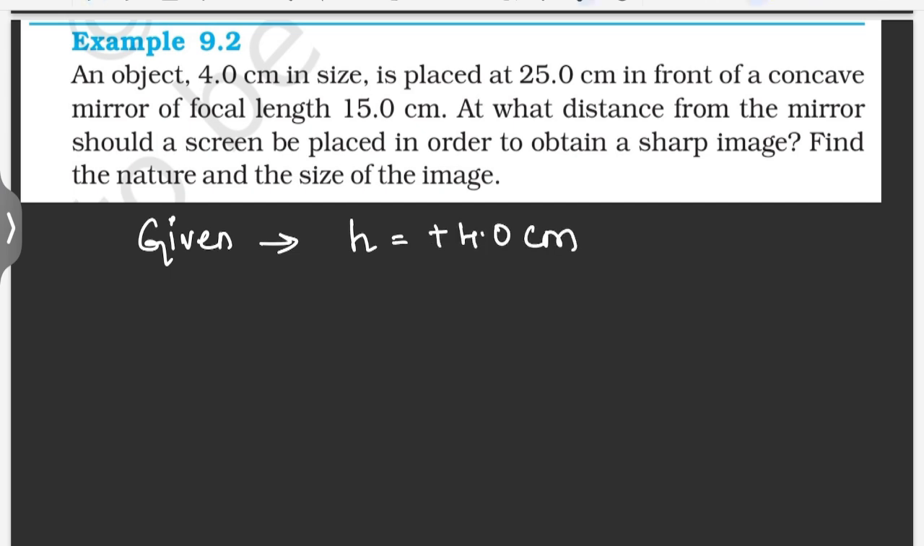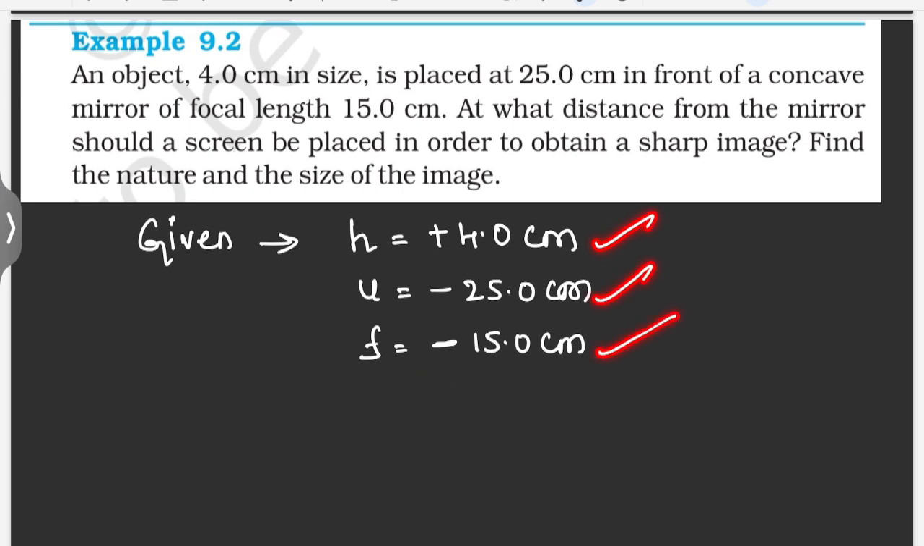For the concave mirror, h is equal to plus sign, and then the distance of the object is given. u is given as minus 25.0 centimeter, and then the focal length. The focal length is also negative here, minus 15.0 centimeter. You know that for a concave mirror, the focal length will be in front of the mirror. Therefore, it is a negative sign. So these are the values which are given.